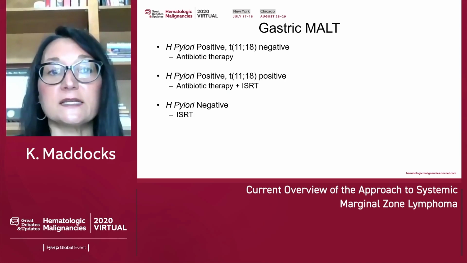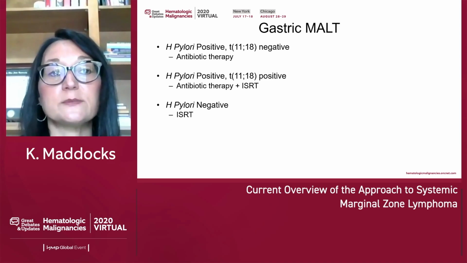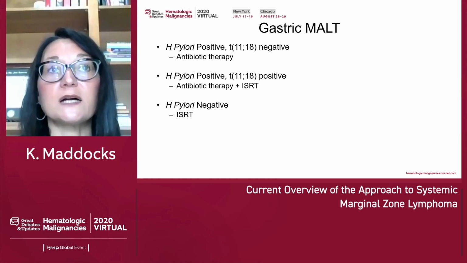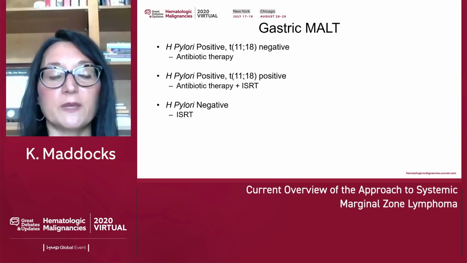Treatment is, at least initially, a little bit variable. As I mentioned, the most common location for MALT lymphoma is gastric MALT lymphoma. There is an association of marginal zone lymphomas with infectious etiologies. MALT has an association with H. pylori, and so patients who have gastric MALT need to be tested for H. pylori, as those patients who have H. pylori positive disease will often respond to antibiotic therapy only and require no further therapy.